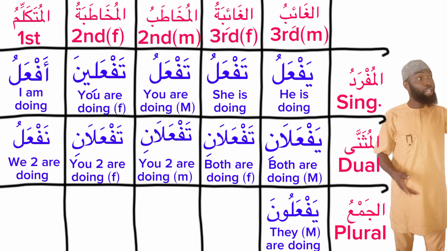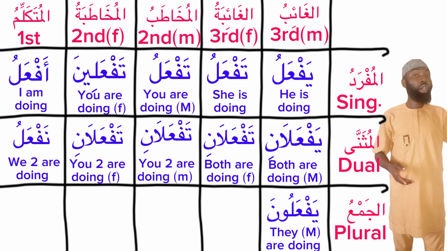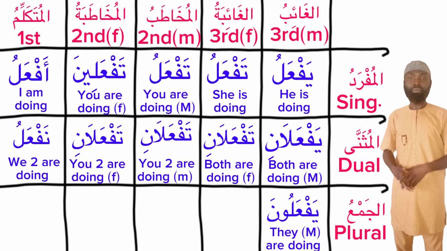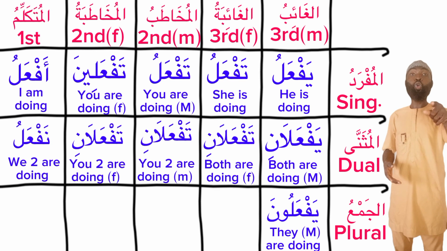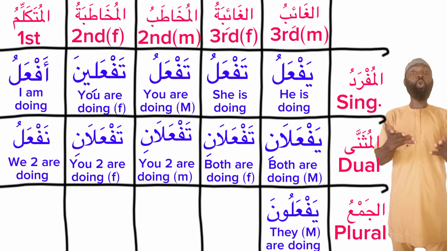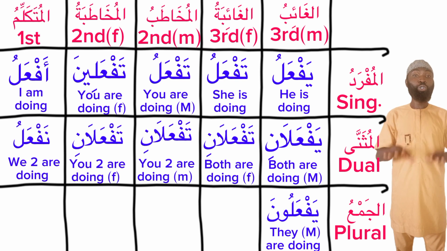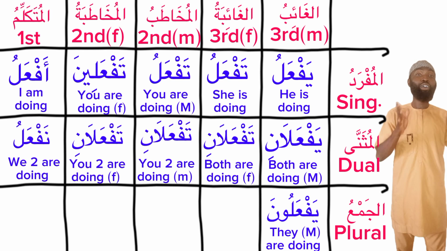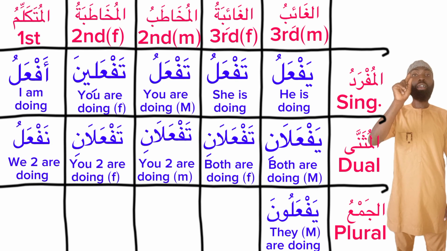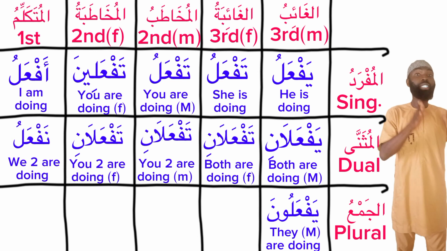I can say hum, all of them males. Yadhabuna, all of them are going. Hum yakuluna, all of them are eating. They are drinking to be yashrabuna. They are sitting to be yajilisuna, mashallah, for all males. Coming to the second column, the column of al-ghaiba, when the females are third person.